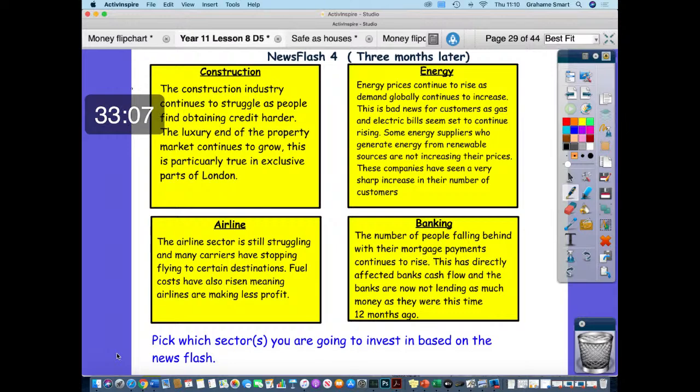So you need to read this carefully and then just pick which industries you think are doing well, which industries you think might be wiser to invest in. Have a think, give you a couple of minutes. It'll take a while to read it and process it, so I'll give you a few minutes.